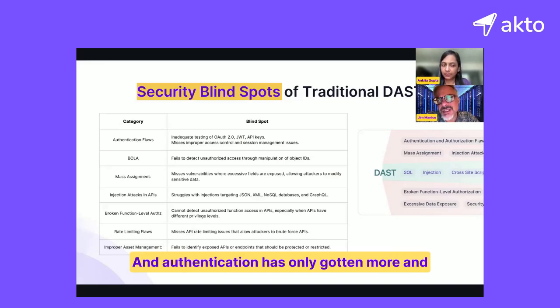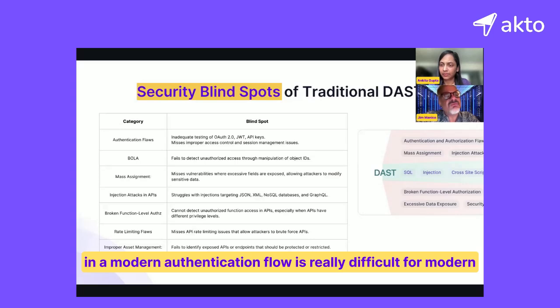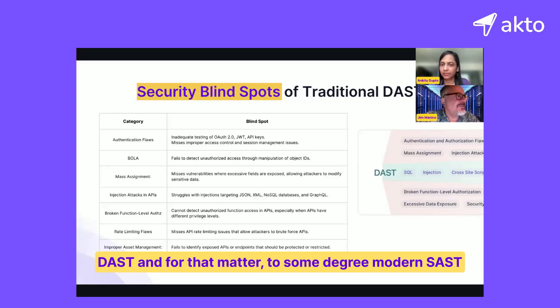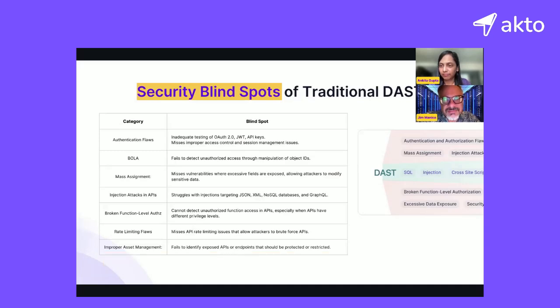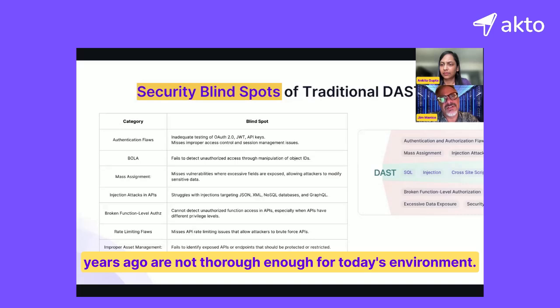And authentication has only gotten more and more complicated over the last many years. We now see things like OAuth 2 and OpenID Connect, and now JSON Web Tokens and new forms of session management. And just the general complexity of all the different steps in a modern authentication flow is really difficult for modern DAST, and for that matter, to some degree, modern SAST to assess in even a reasonable way. So our tools are good in the industry. It's just that the complexity of apps and the architecture changes are so dramatic. The things that we depended on only a couple of years ago are not thorough enough for today's environment.